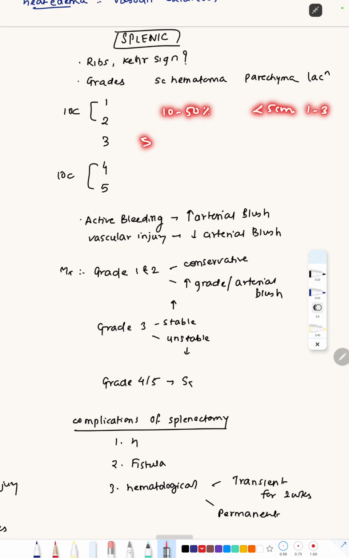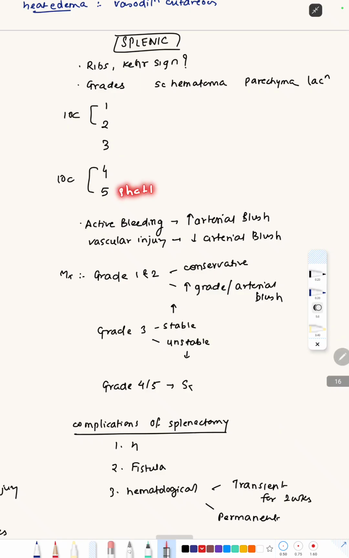Then in grade 3, it is more than 50%, subcapsular parenchymal hematoma is more than 5 centimeter, and laceration is more than 3 centimeter. In grade 4, it is actually involving the perihilar vessels, and it is confined within the capsule. In grade 5, it is going to be a shattered spleen.